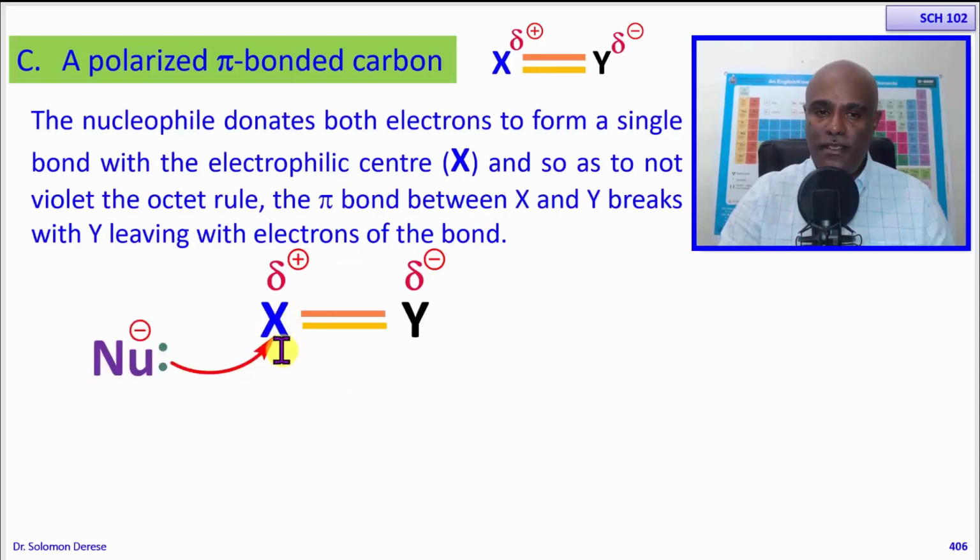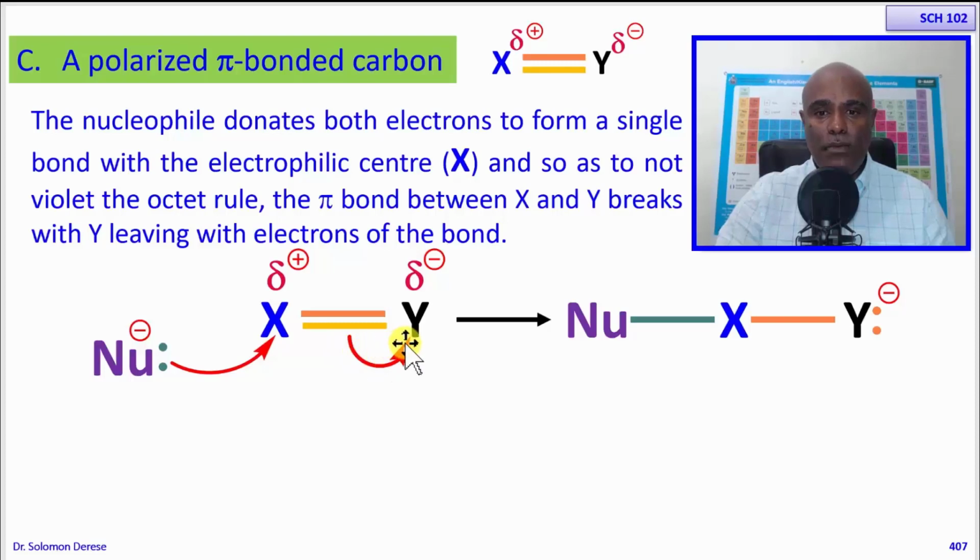As you can see again in here, both X and Y, their octets are fulfilled. These are neutral, stable molecules. When a nucleophile attacks such an electrophile, when a nucleophile donates its electrons to form a bond with such kind of electrophiles, if nothing happens, the octet of this will be violated. In order not to violate the octet, the pi bond must break. So this will be accompanied by a breakage of a pi bond.